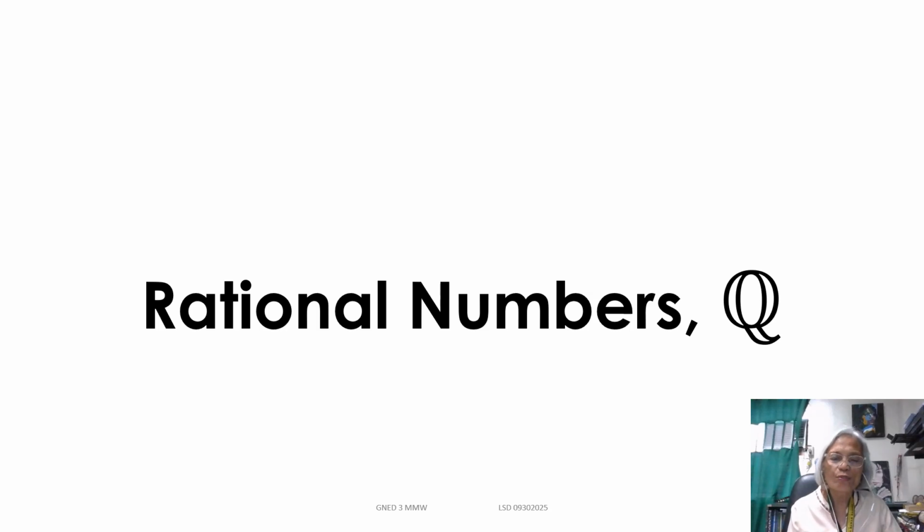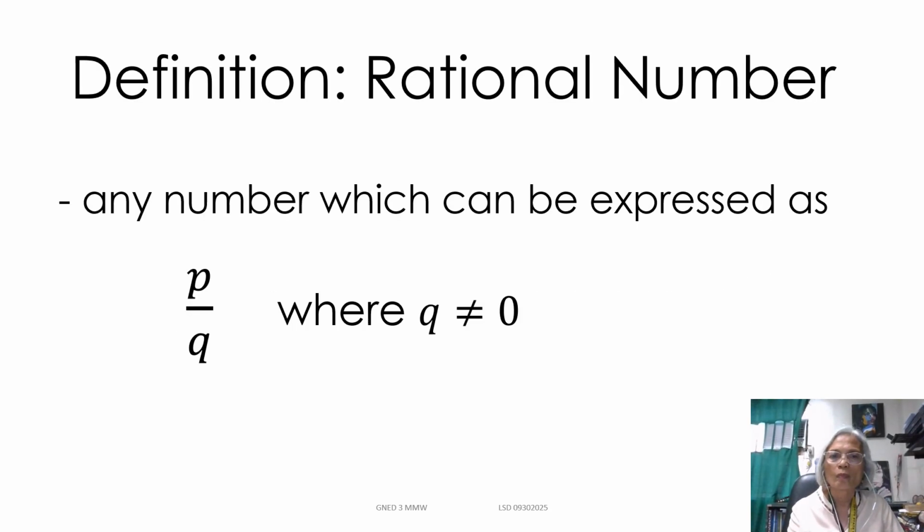So, the set of rational numbers is normally represented by script letter Q, for quotient. By definition, a rational number is any number which can be expressed as P upon Q, the ratio between P and Q, where Q is the denominator and therefore should not be equal to 0.